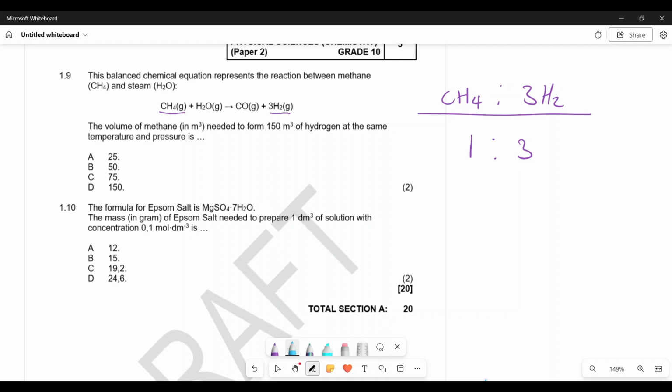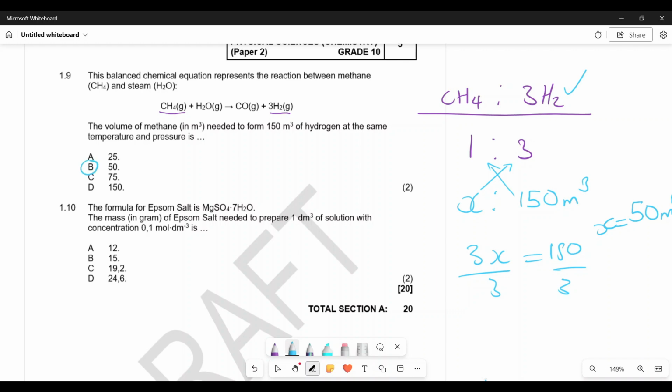Now, basically, how would I go about answering this question? I would say, how many moles of methane would I need, which is X, to produce 150 meter cubed of H2, right? So now, cross multiplying, 3x is equal to 150, and everything divided by 3. As a result, I would need 50 meter cubed of methane to produce 150 meter cubed of H2, right? So the correct answer here will be B.